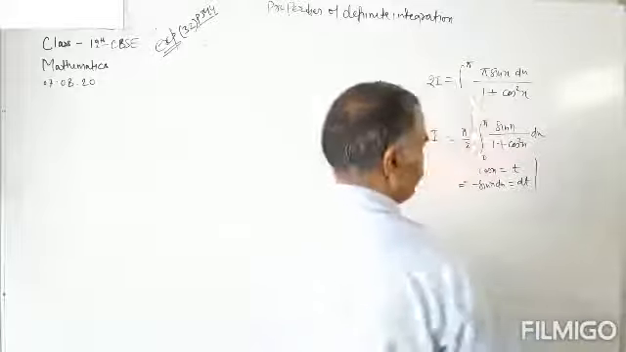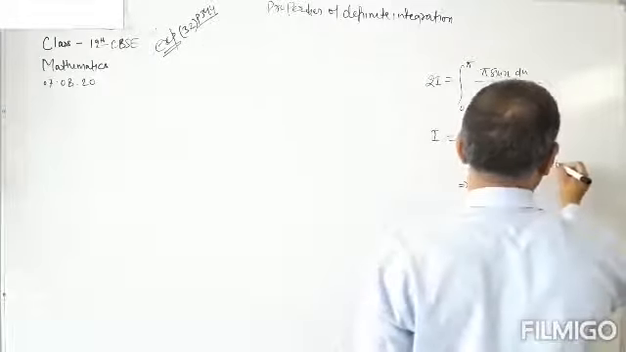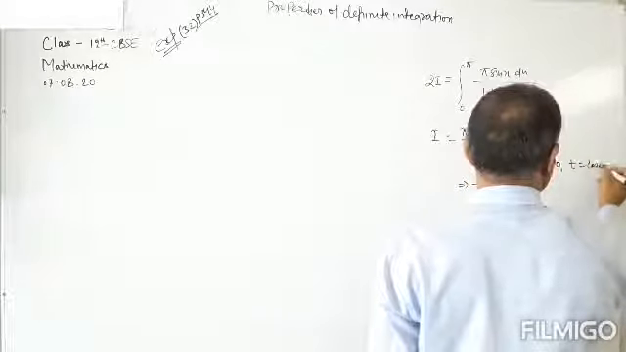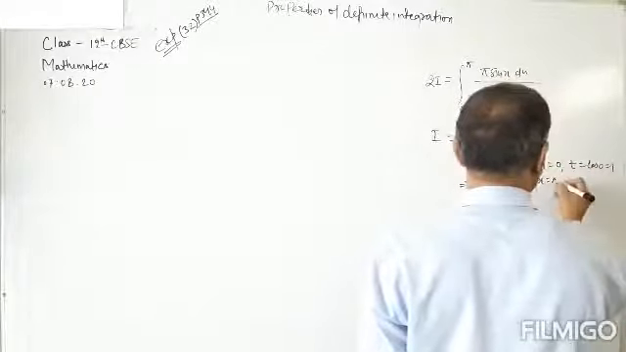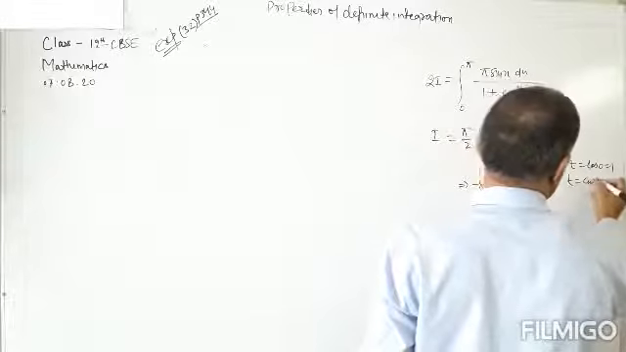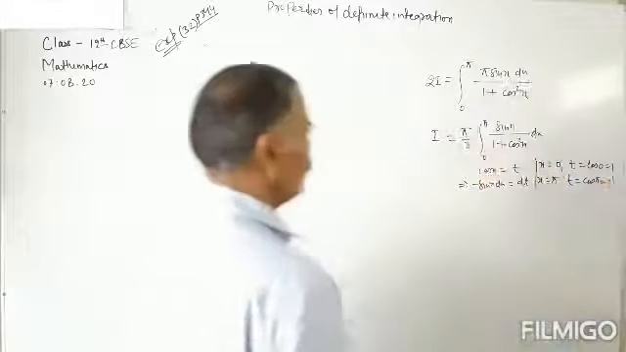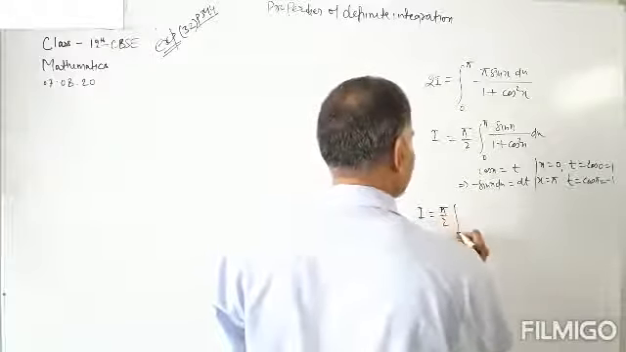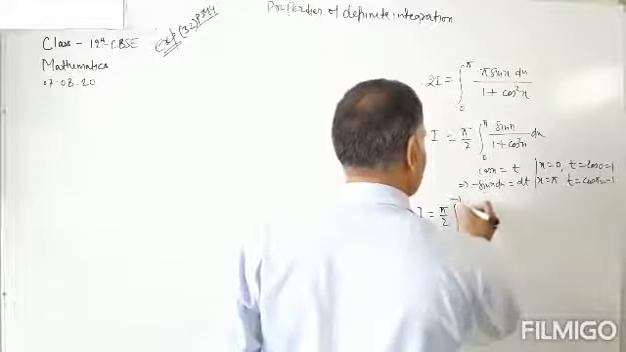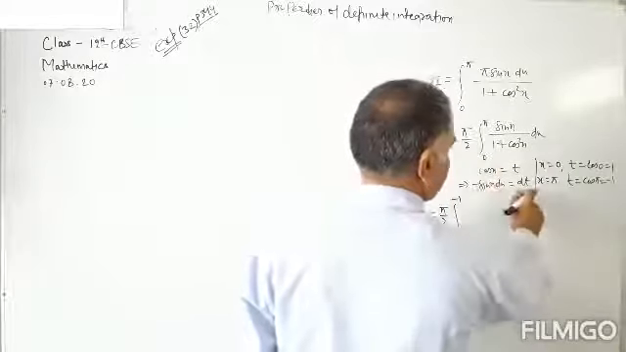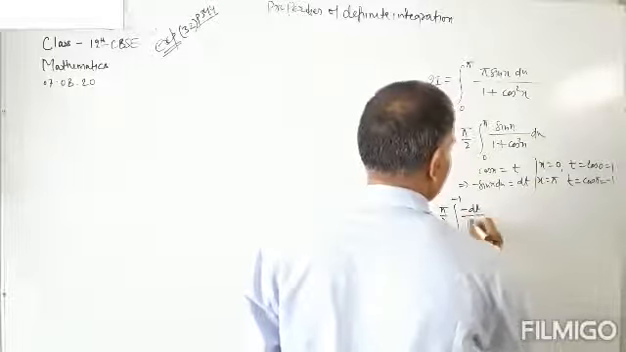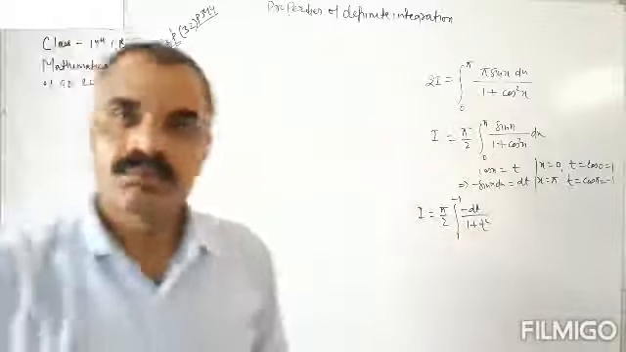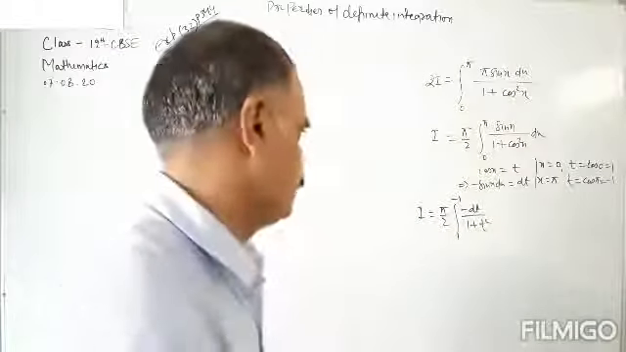Okay, and the limits vary: if x equals 0 then t equals 1, that is cos 0 equals 1. If x equals pi then t equals cos pi equals minus 1. So the limits change from 1 to minus 1. Sin x dx equals minus dt upon 1 plus t square.